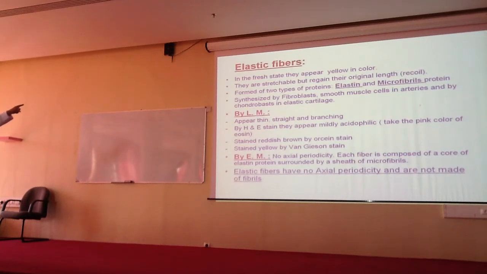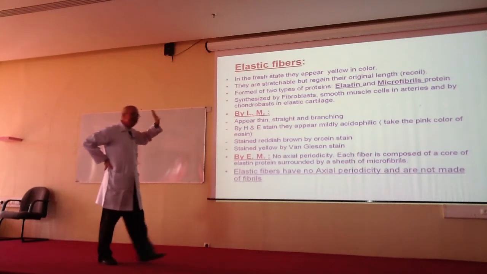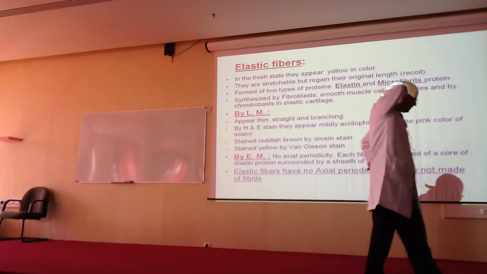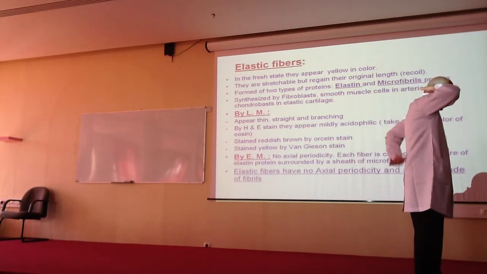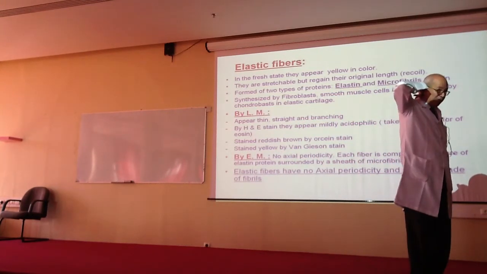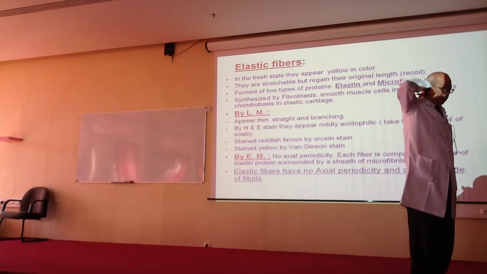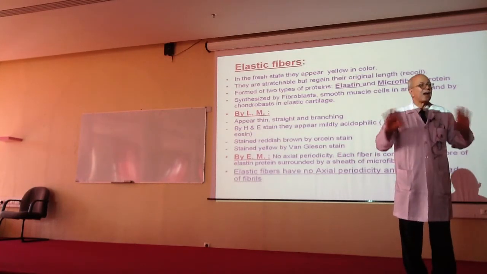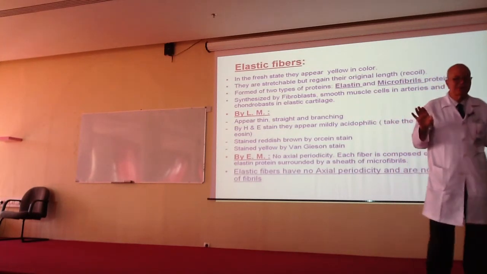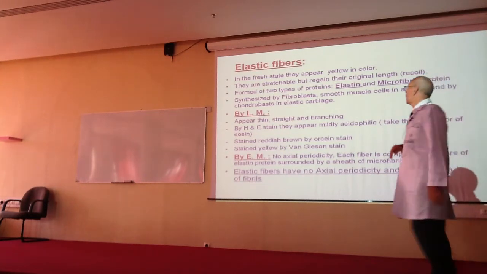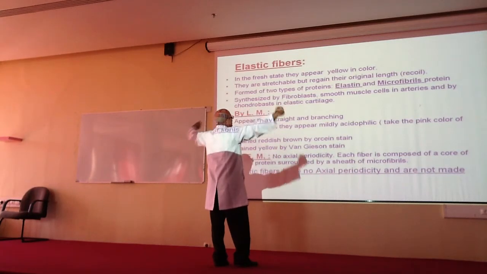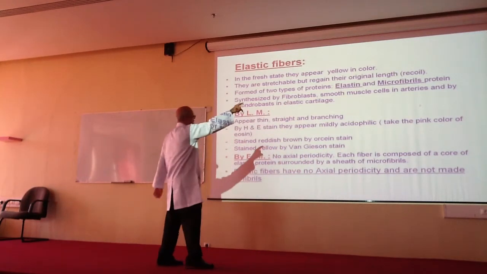Number three is the types of elastic fibers. In the fresh state, they appear yellow in color, as I mentioned. In the ligamentum nuchae, in the back of the neck. Ligamentum flava, in the back, in between the vertebrae. Yellow elastic fibers give the tissue a yellow color, while the collagen fibers give the tissue a white color. They are stretchable but regain the original length. This regaining we call recoil.